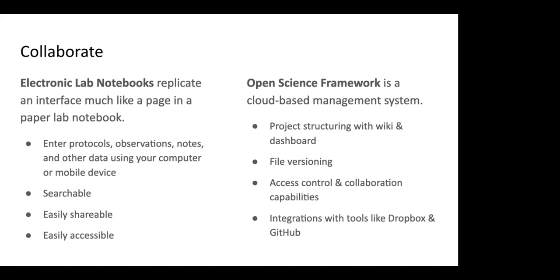Use such things as collaborative file sharing platforms like Dropbox or electronic lab notebooks. ELNs, electronic lab notebooks, help you share your research files with your group and have some nice advantages over paper systems, such as allowing you to enter protocols, observations, notes, and other data, maybe using your computer or even a mobile device. ELNs are also searchable, shareable, and accessible from outside the lab.